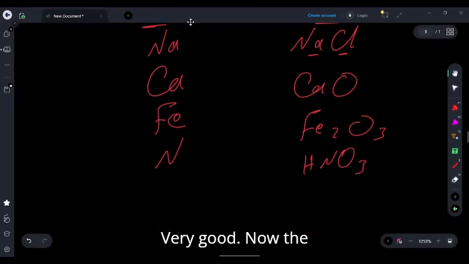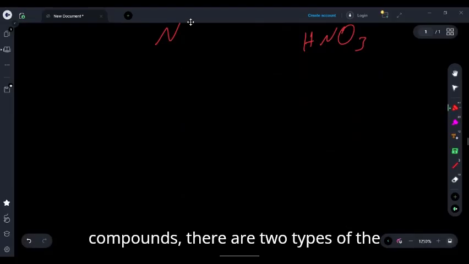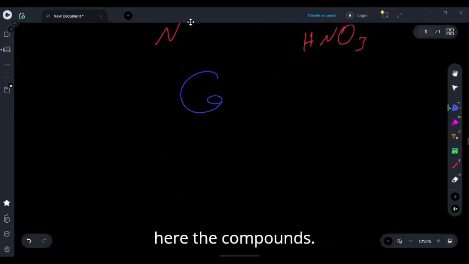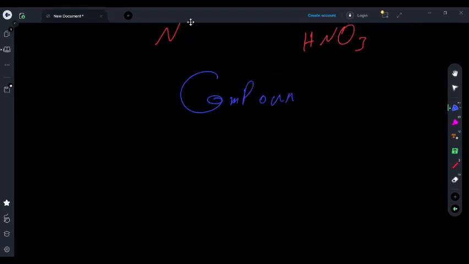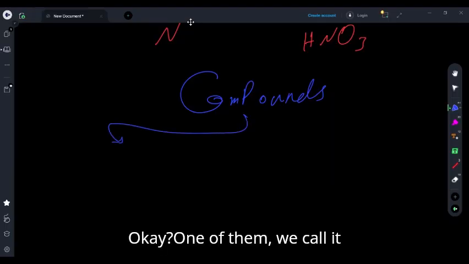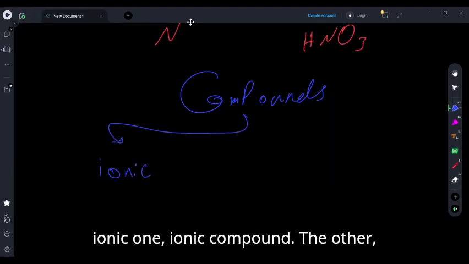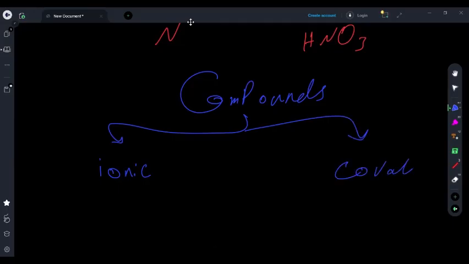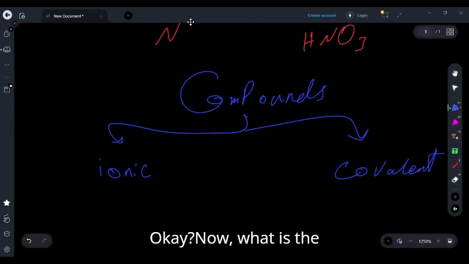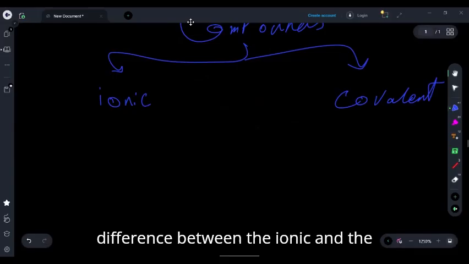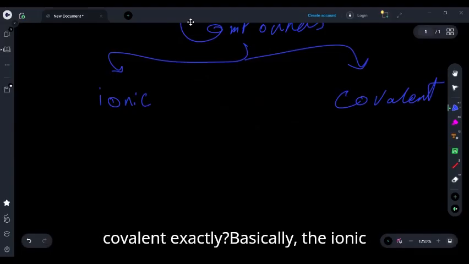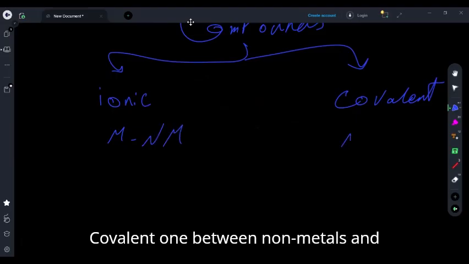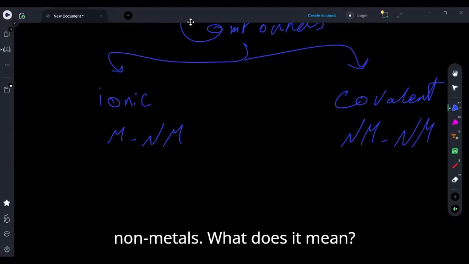Very good. Now, there are two types of compounds, the ionic one and the covalent one. Let's talk about them. So we have here the compounds. One of them, we call ionic compounds. The other, we call covalent compounds. Now, what is the difference between the ionic and the covalent exactly? Basically, the ionic is between metals and nonmetals. The covalent one is between nonmetals and nonmetals.